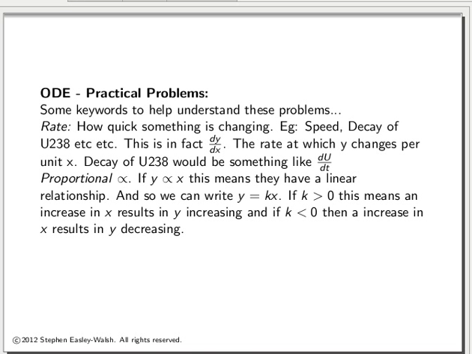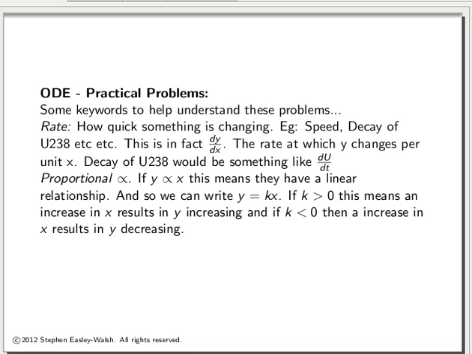Now, did you write it down yet? Just write down a note about the 3 key ideas: rate, proportional, and the sign. So just write something down. You don't have to write the whole thing down. Once you write that down, look at the first one there.